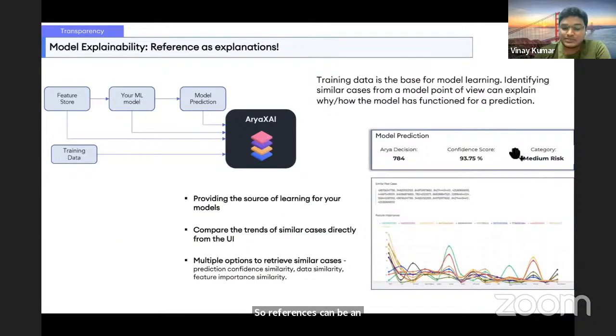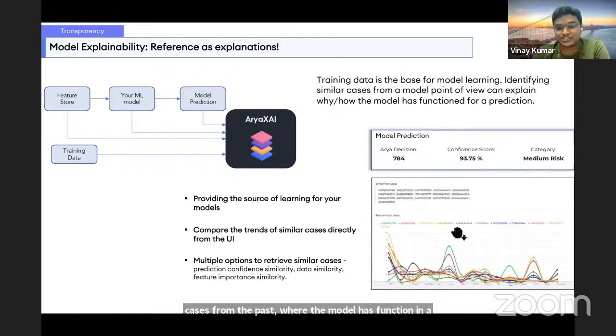So this is what we have done as well. As we have accurate feature importance, why don't we do a similarity analysis between the inferencing case and the training data? Thereby, we can shortlist the set of cases which are very similar to my inferencing input. In very simple terms, we have done a similarity analysis between the current case and the training data, such that we can give that set of cases to the user, saying that this is a prediction, and these were the similar cases from the past where the model has functioned in a similar manner. So probably the model would have learned from these similar cases from the past to give you this prediction.